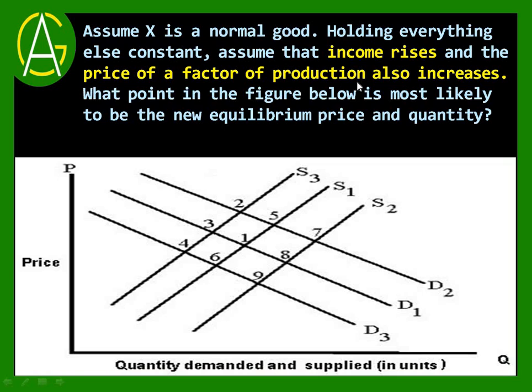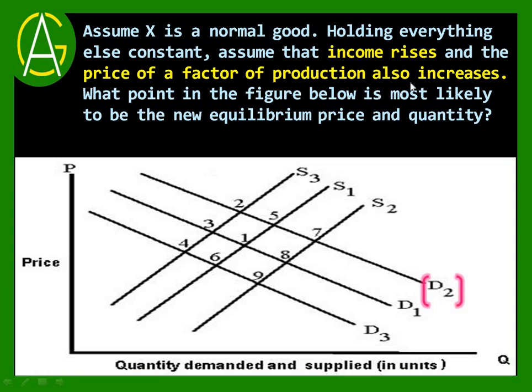Here, friends, one piece of information is given for demand, and the other for supply. We can see that income rises. For normal goods, when income rises, it is going to increase the demand. The original demand curve is D1, and an increase in demand means D2 will be the new demand curve. And here it is said that the prices of factors of production have also increased.